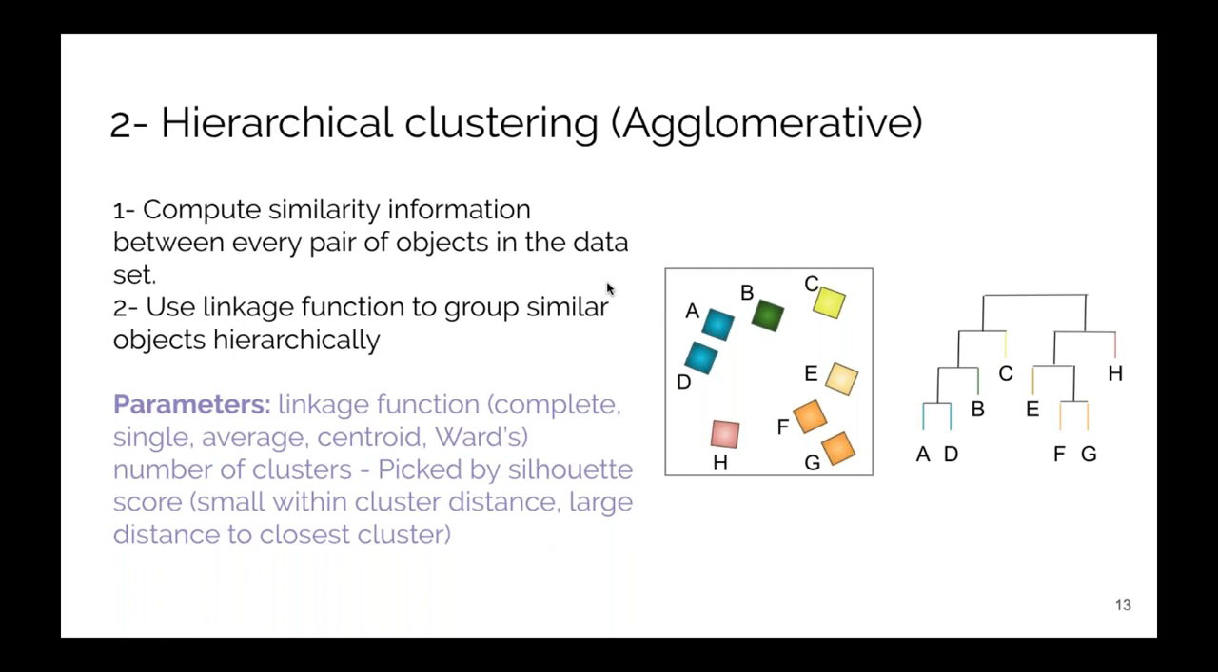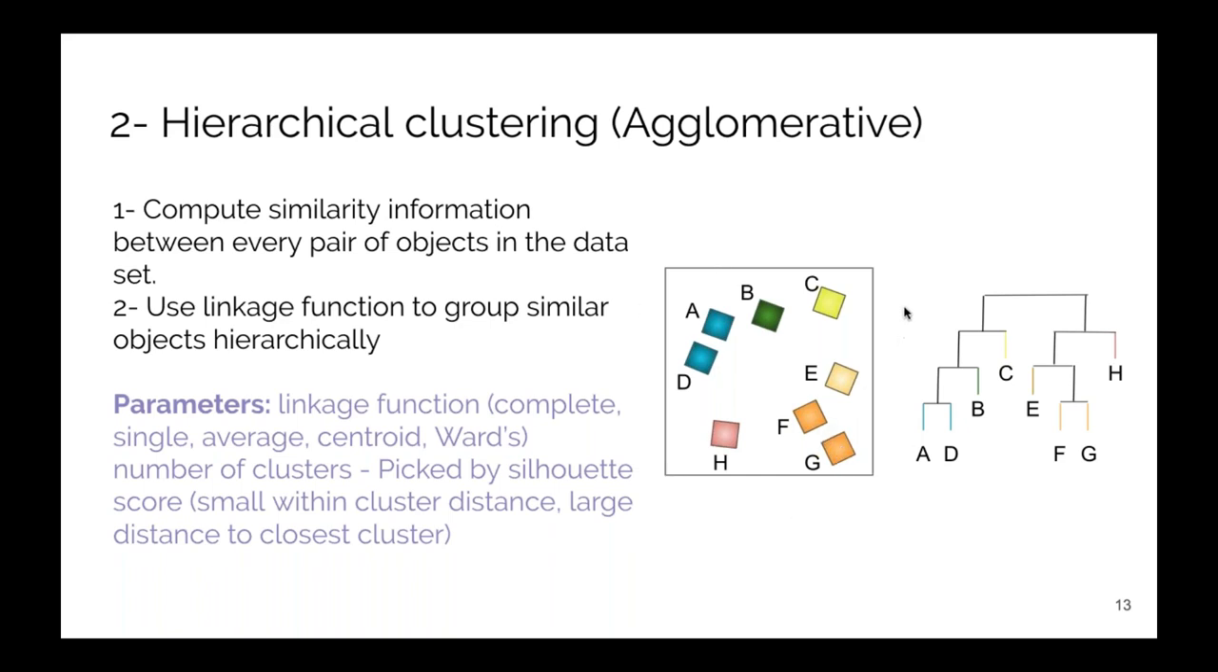Now I want to talk about the second method, which is also very popular. It's called hierarchical clustering. And hierarchical clustering can be done in two ways. It can be divisive or agglomerative. And in this presentation, I'll focus on the principle of agglomerative clustering. The idea of this method is to compute the similarity between every pair of objects in the data and cluster hierarchically by grouping similar objects using linkage functions.